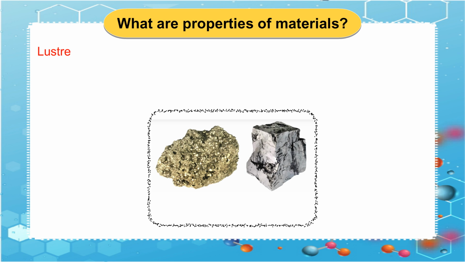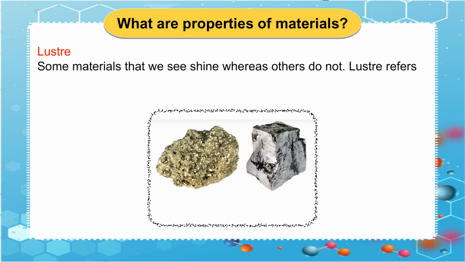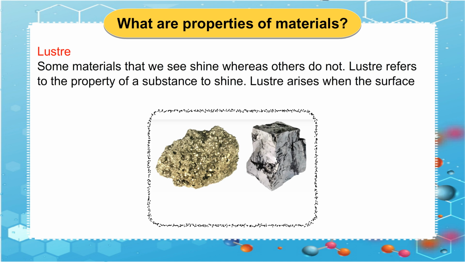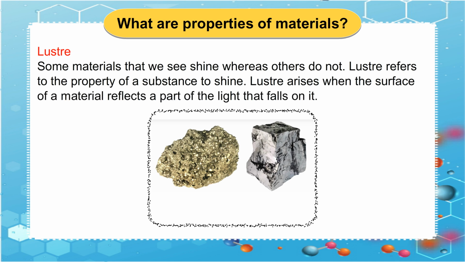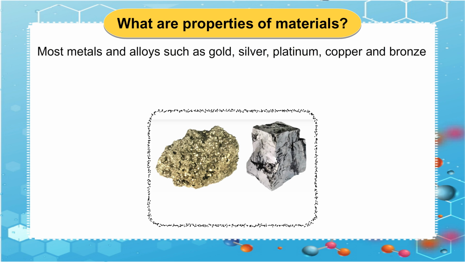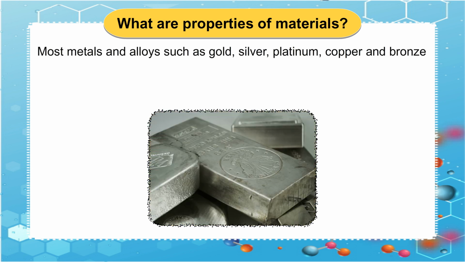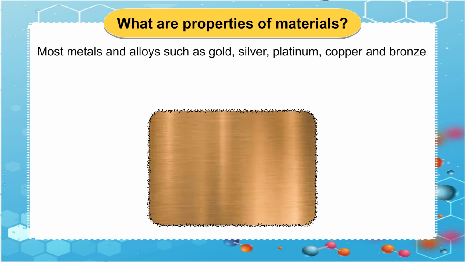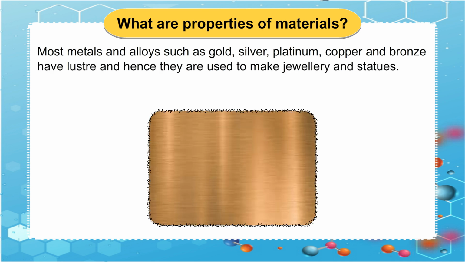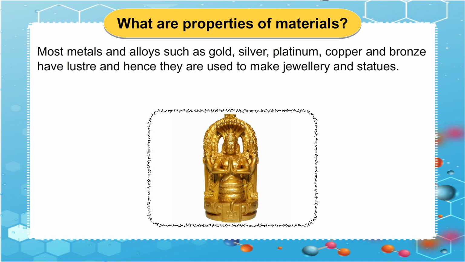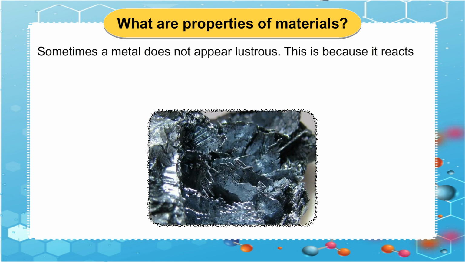Luster. Some materials that we see shine whereas others do not. Luster refers to the property of a substance to shine. Luster arises when the surface of a material reflects a part of the light that falls on it. Most metals and alloys such as gold, silver, platinum, copper and bronze have luster and hence they are used to make jewelry and statues.